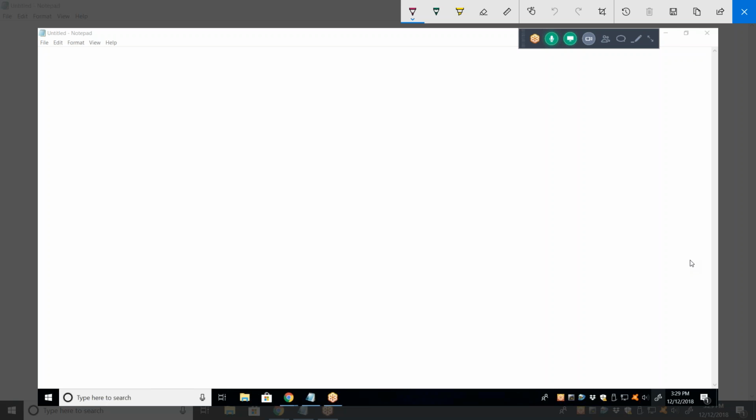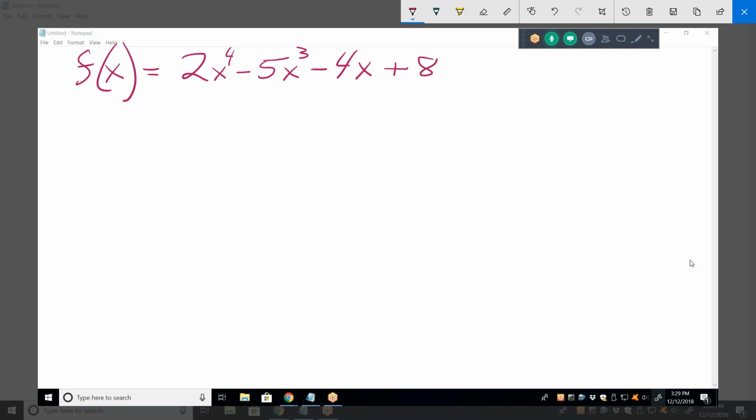Okay. The first one is using synthetic division to determine the factors of a polynomial. So I have a function here, f of x equals 2x to the fourth minus 5x cubed minus 4x plus 8, when x equals 3. No x squared term? No.